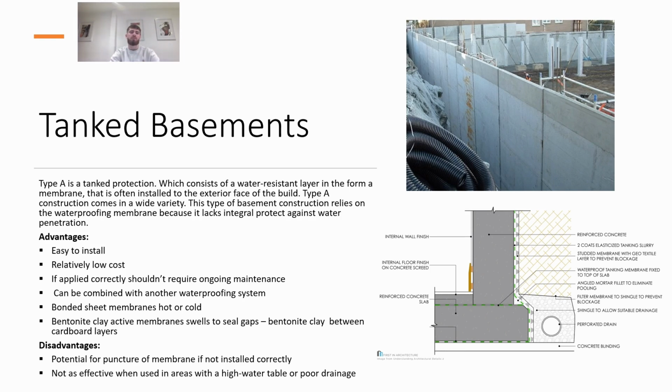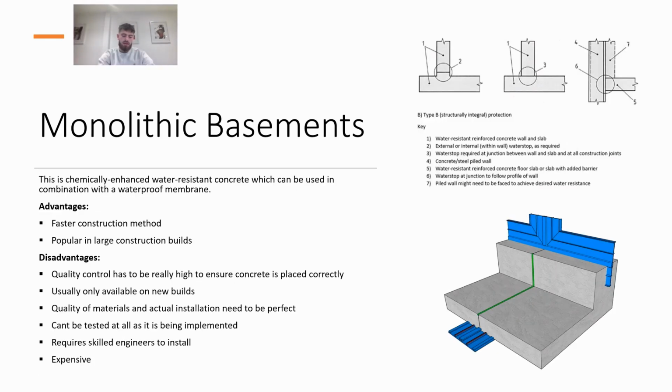Some of the advantages are as follows. It's easy to install, relatively low cost, and applied correctly, it shouldn't have ongoing maintenance. But some of the disadvantages are potential for puncture of the membrane if not installed correctly, and it is not as effective when used with a high water table or poor drainage. Please see in this slide a description of monolithic basements as well as their advantages and disadvantages.